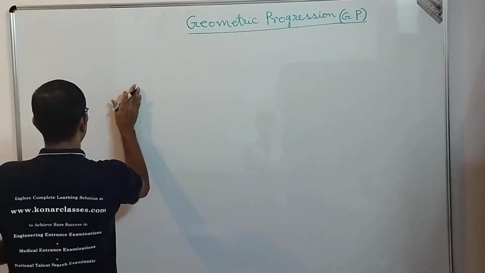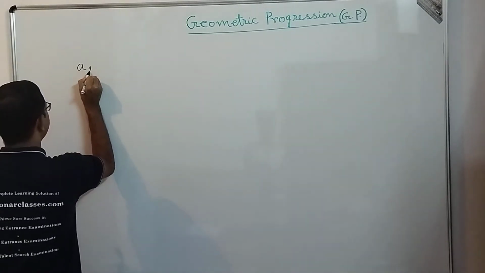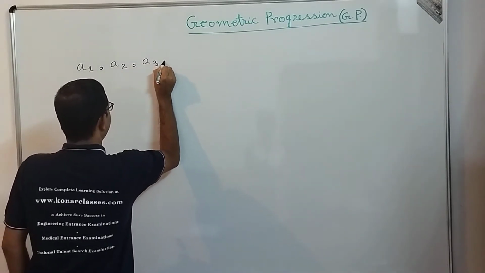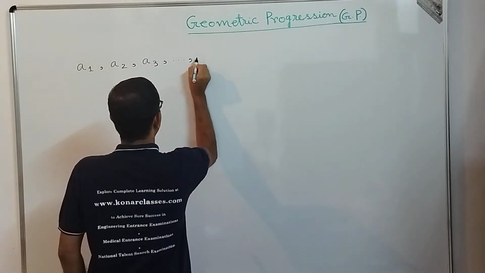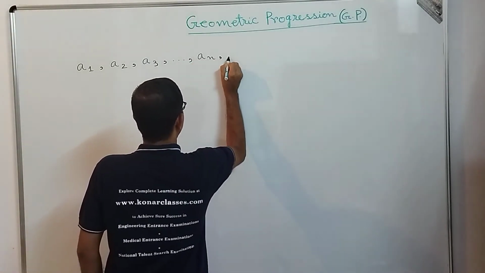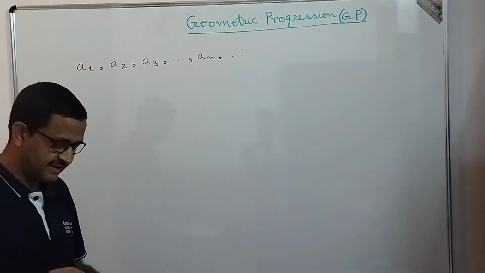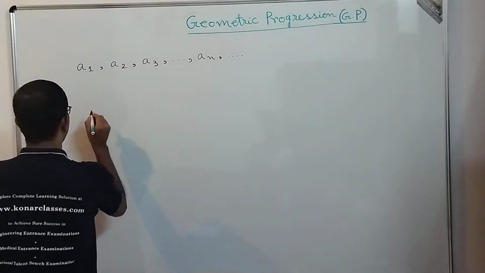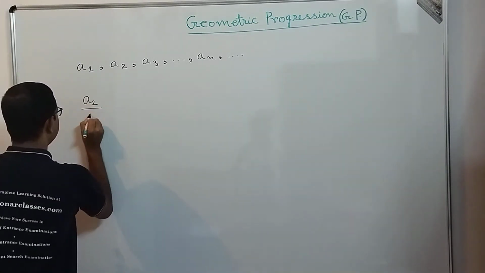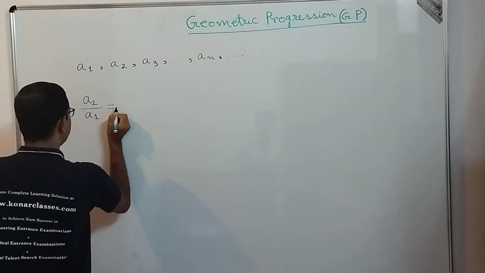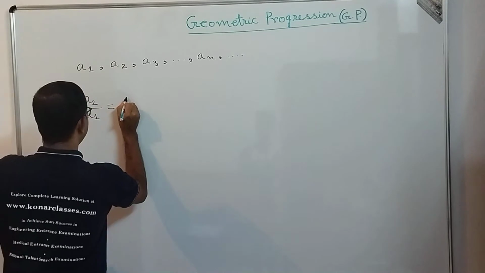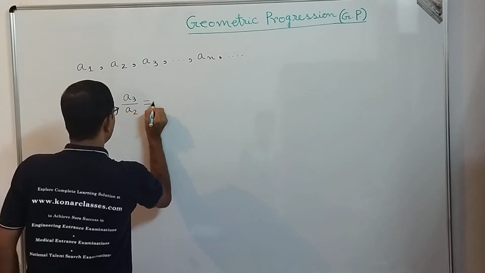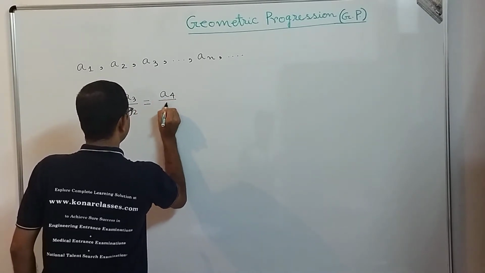So let us consider this sequence A1, A2, A3, and in that way it continues, and then we get an nth term An, and so on, in such a manner that the ratio of two consecutive terms are equal. That means, if we take A2 by A1, that should be equal to the ratio of A3 and A2. That means that should be equal to A3 by A2. That will be equal to A4 by A3.